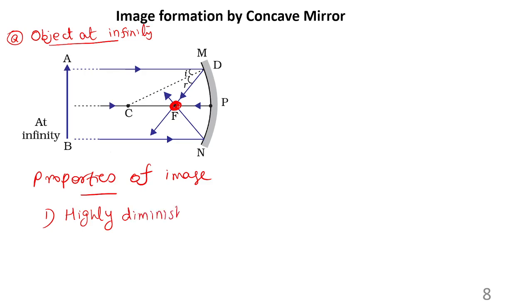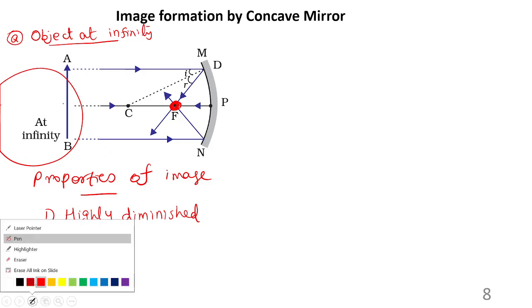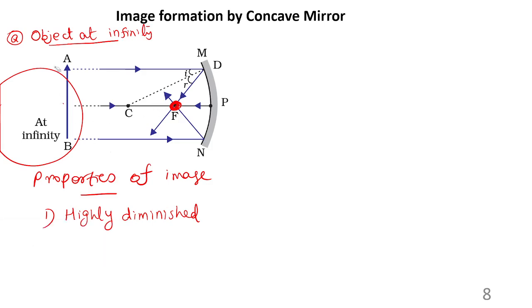Highly diminished means that the size is reduced. The sun is a large object, but the image of the sun looks like a point. So the image is highly diminished, becomes a point-like object. The position is at focus. Image is obtained at the focus. And one more point is, the image is real.